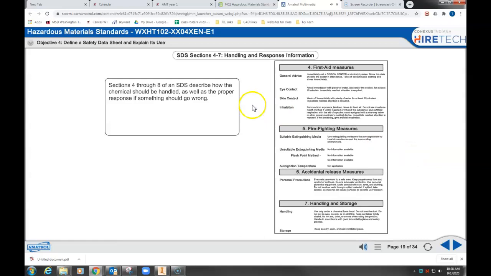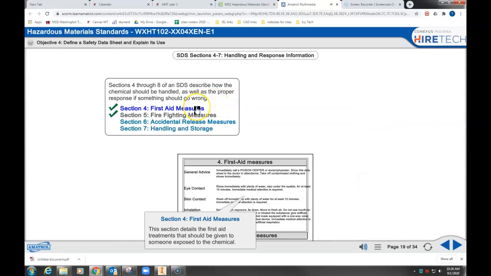Sections 4 through 8 of an SDS describe how the chemicals should be handled, as well as the proper response if something should go wrong. Section 4, First aid measures. Section 5, Firefighting measures. Section 6, Accidental release measures. And Section 7, Handling and storage.